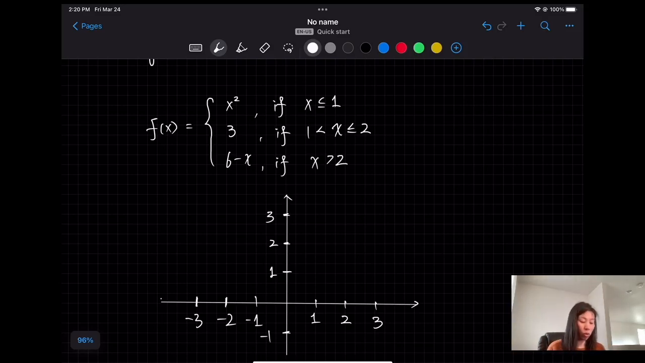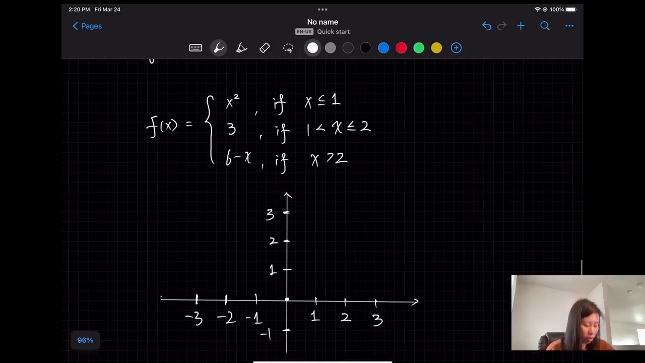Okay, so when x squared, we all know what the x squared function looks like. It's going to be a parabola, right? So starting from 0, if we don't care about the domain right now, it will look something like that.